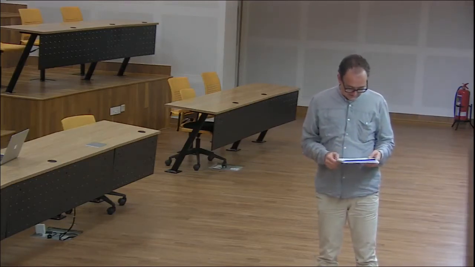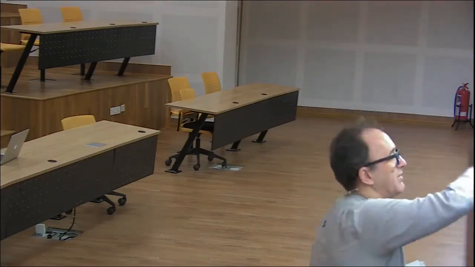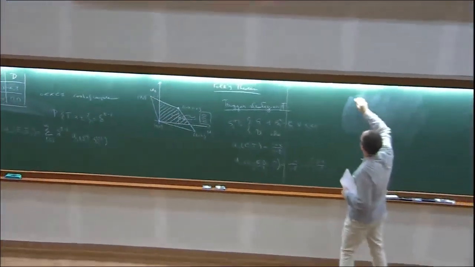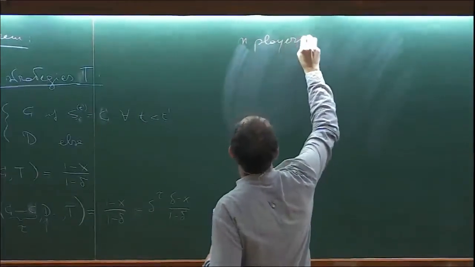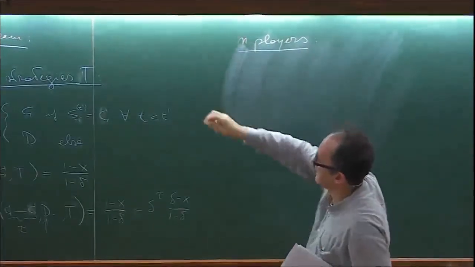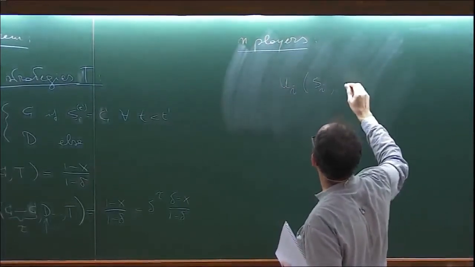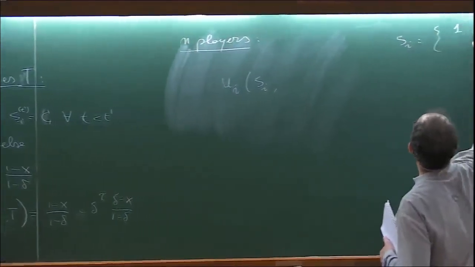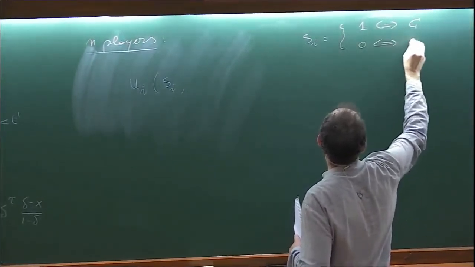Okay, so now there's another interesting thing I want to mention briefly, which is what happens when you have more than 2 players, okay? So let's imagine that you have n players, and let's imagine that the game is the same. So for a single stage, the agents can play 2 strategies. Si equal to 1 means cooperate, and 0 means defect.